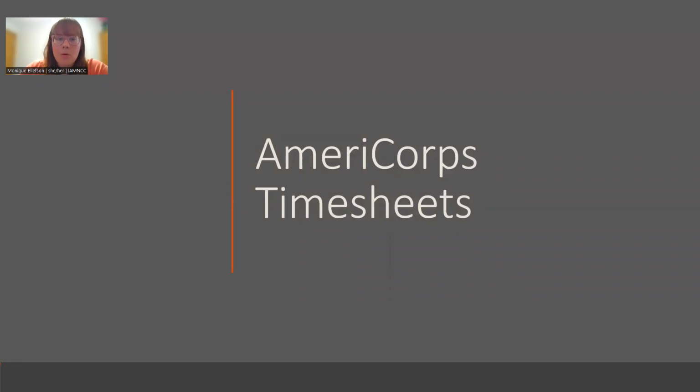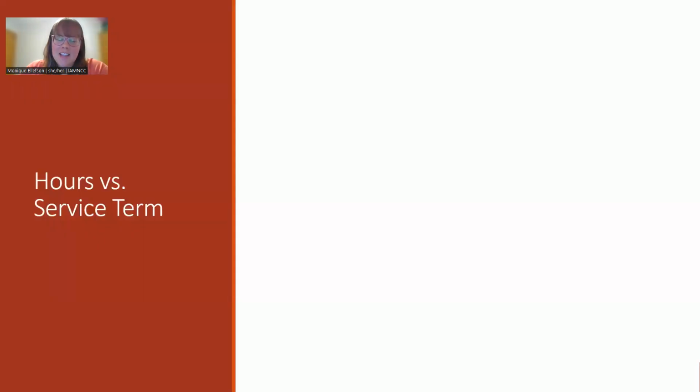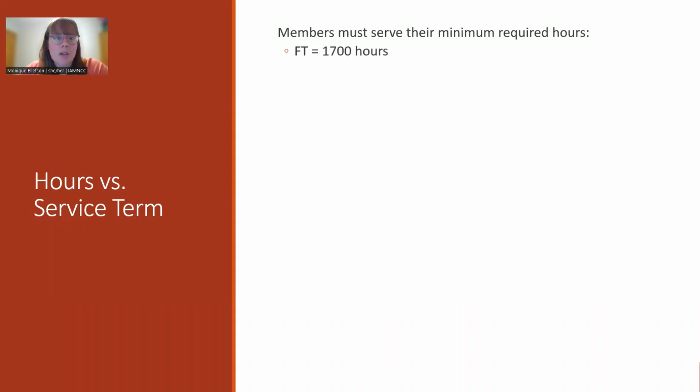Okay, AmeriCorps timesheet. Super fun stuff here. So, hours versus service term. Members must complete their minimum required hours. For full-time members, that's 1,700 hours total throughout their entire term. Half-time, that's 900 hours. Minimum time is 300 hours, and abbreviated time is 100 hours. So that's their minimum required hours for their entire service term.